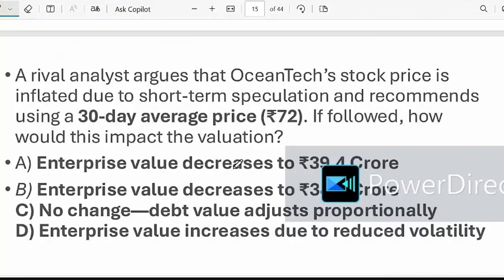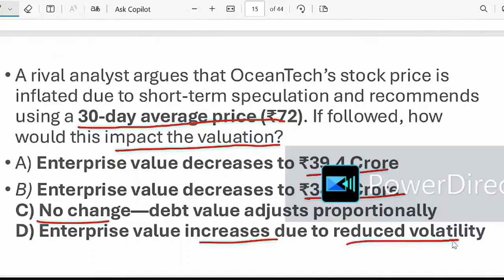Now have a look at this particular question. A rival analyst argues that Ocean Tech stock price is inflated due to short-term speculation and recommends using a 30-day average price. So how would this impact the valuation? Now instead of 75 rupees, suppose I take 72 rupees, right? Option A, enterprise value decreased to 39.54 crore. Option B, enterprise value decreased to 38.9 crore. Option C, no change. Option D, enterprise value increased due to reduced volatility.